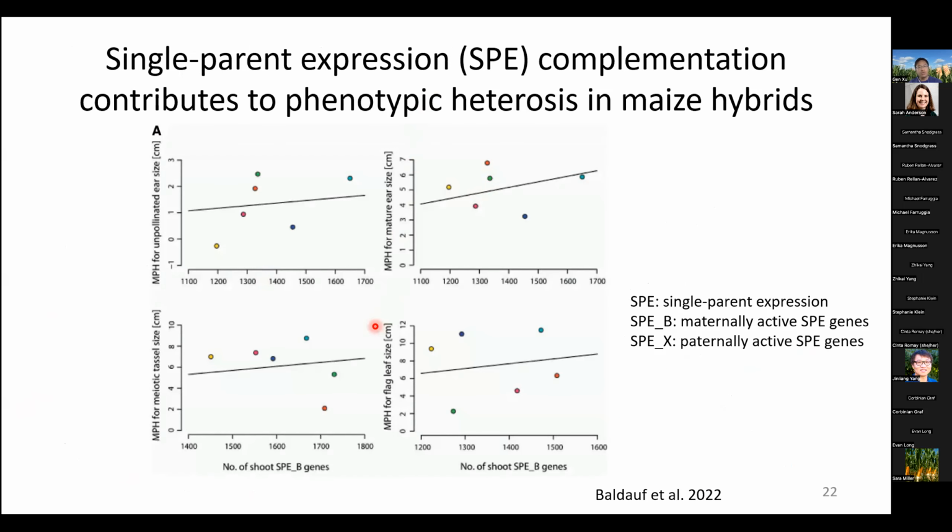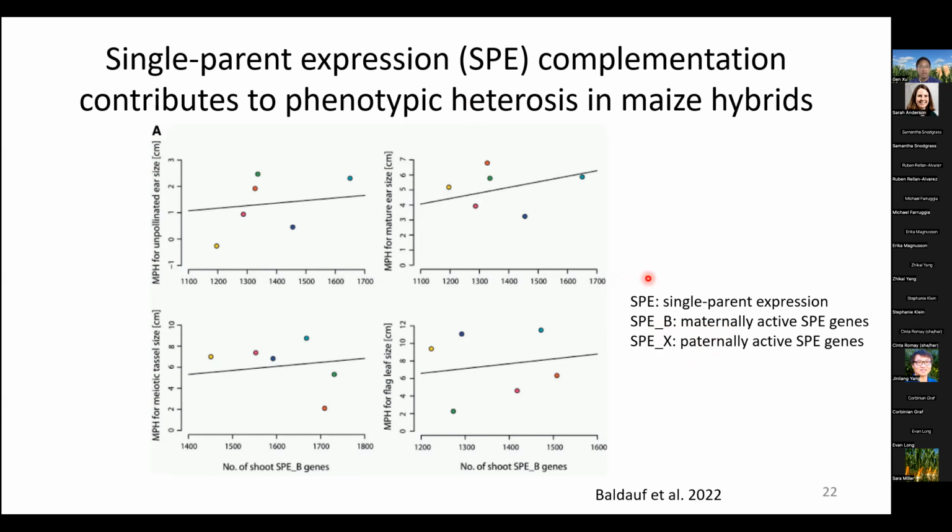So one extreme case of the difference between two parents' gene expression is single parent expression genes. That means between two parents, only one parent expressed. If the gene is activated in maternal lines, we call it SPB genes, and if it is expressed in paternal lines, we call it SPX genes.